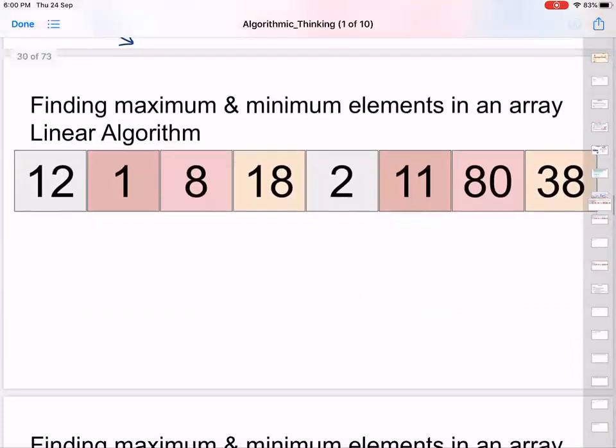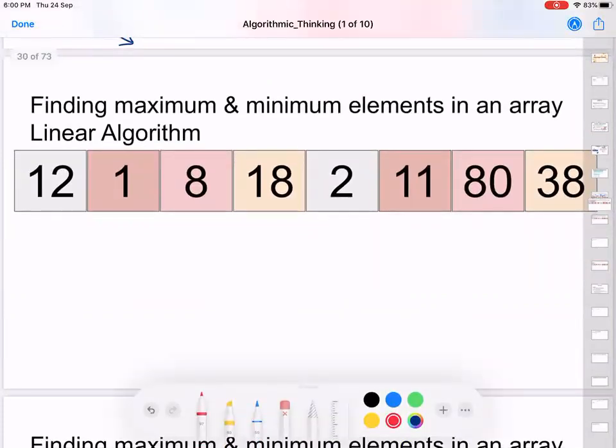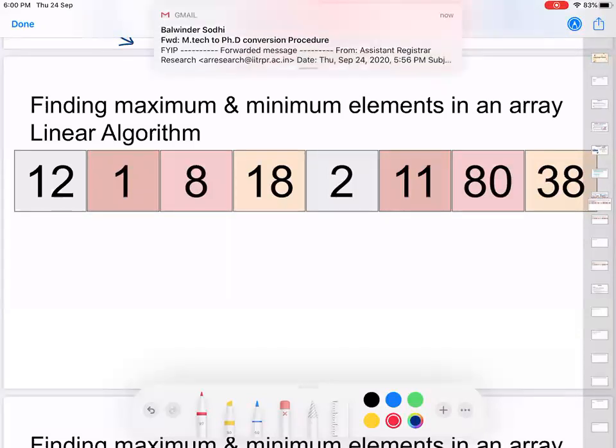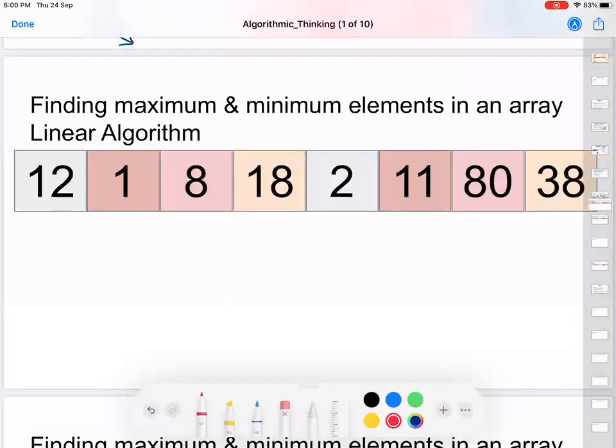Okay. So till now we were just focusing on finding the maximum in an array, or maybe the minimum in an array. What if you have to find both? So I give you an array like this, 12, 1, 8, 18. It's shown to you here. And now you want to figure out both maximum as well as minimum. How many comparisons will you make? There are many techniques to do this.